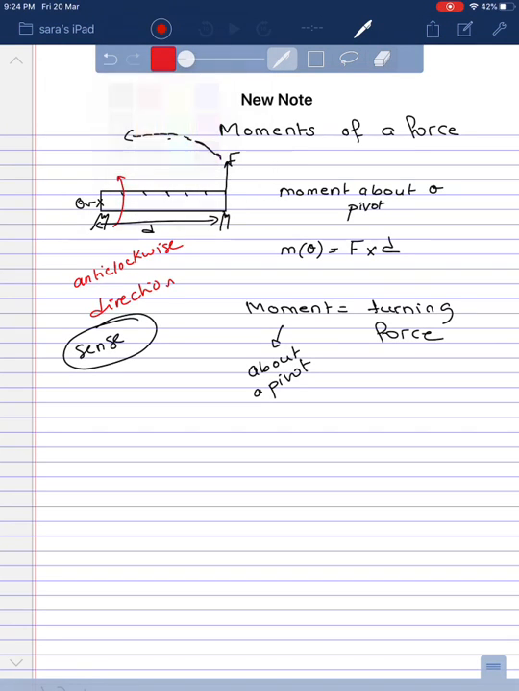The unit of the moment will be the unit of the force, which is a Newton, multiplied by the unit of the distance, which is meter, so in this case a Newton meter.